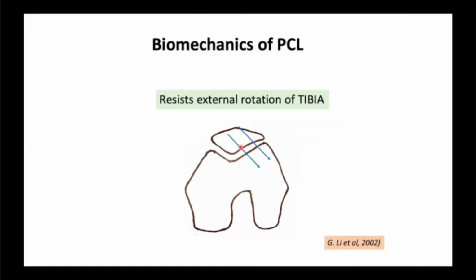So these are the primary actions, to resist posterior translation and external rotation. And besides this, there are other structures like the popliteal ligament, the collateral ligament, and of course the capsule, that help the PCL in these biomechanics, in resisting the external rotation and in resisting the posterior translation of the tibia. So this is another cause for patellofemoral osteoarthritis in a PCL deficient knee.